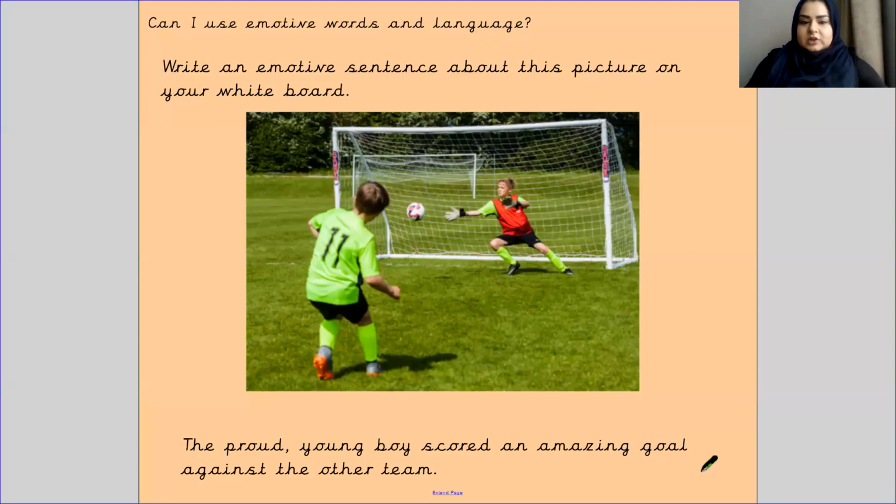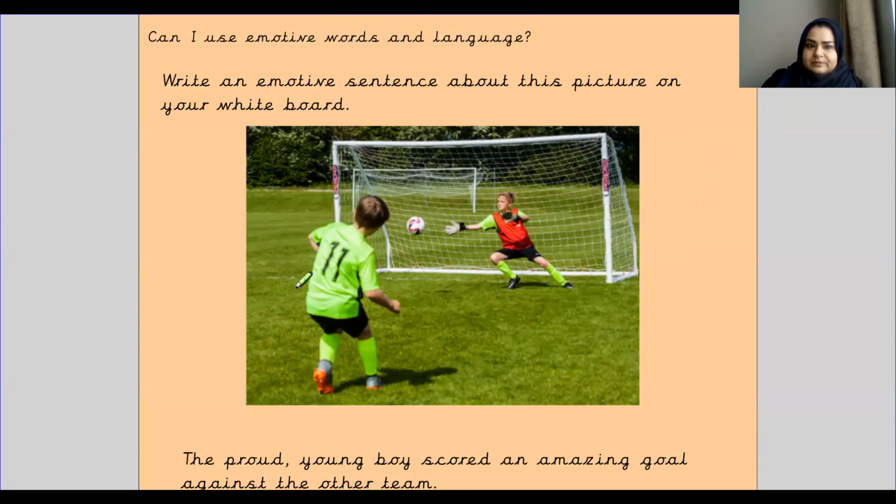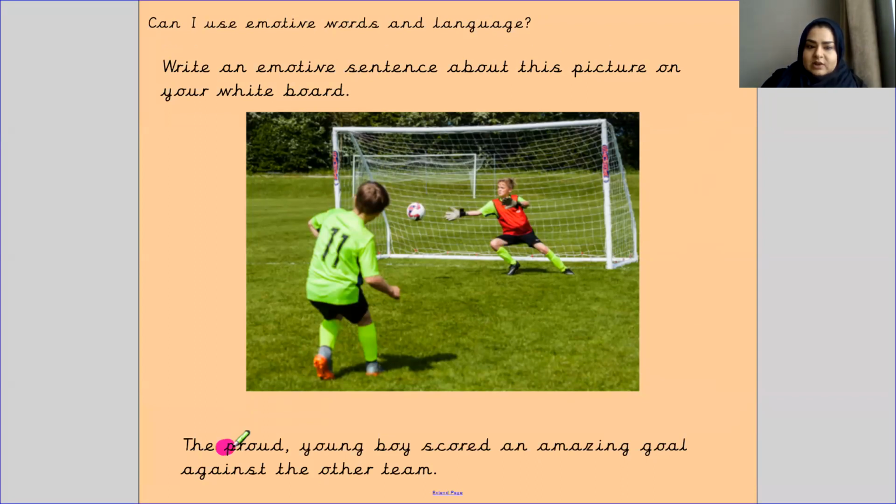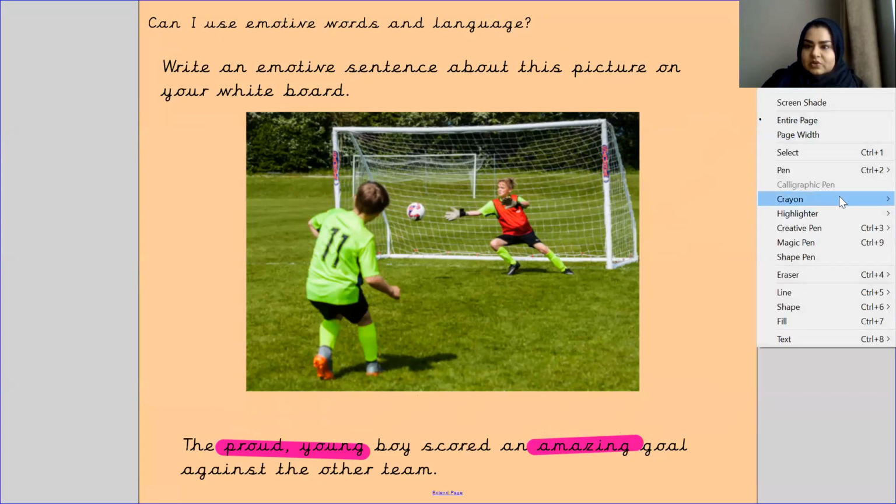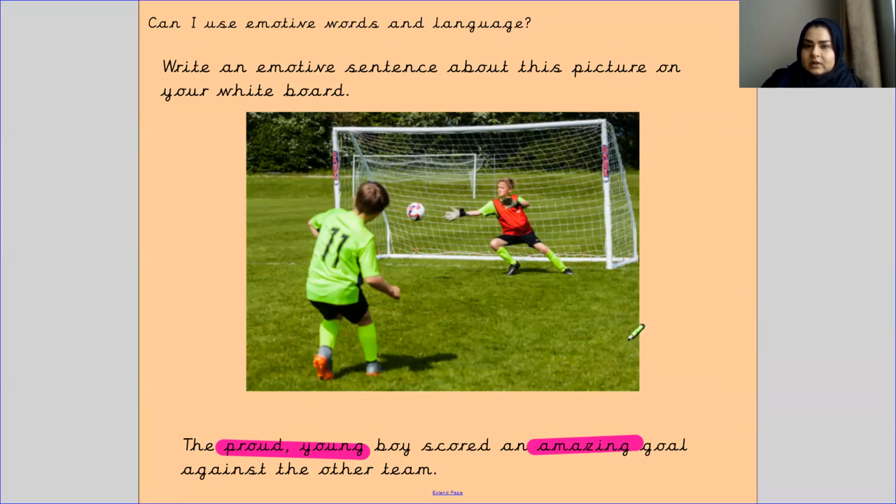Okay, fantastic. So I've got the proud young boy scored an amazing goal against the other team. So proud and young describes the boy. Yeah, is an adjective. Then you've got amazing, which is an adjective. And then over here, your verb is scored and then against, okay?